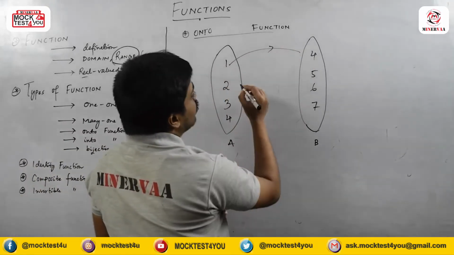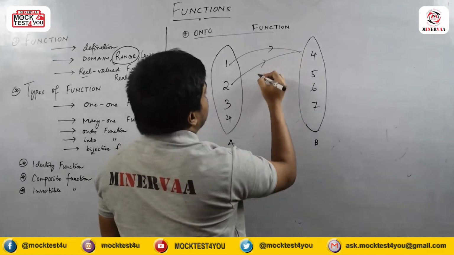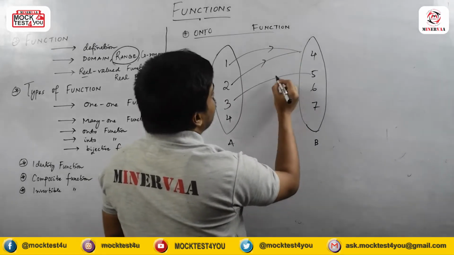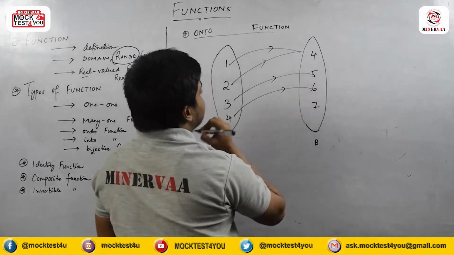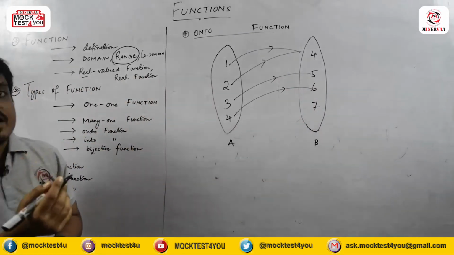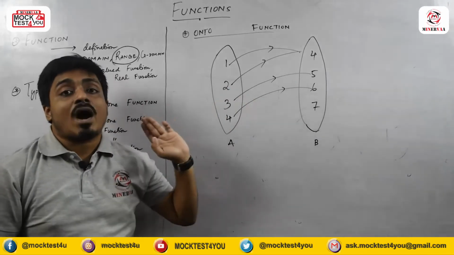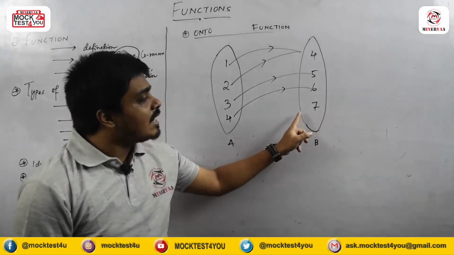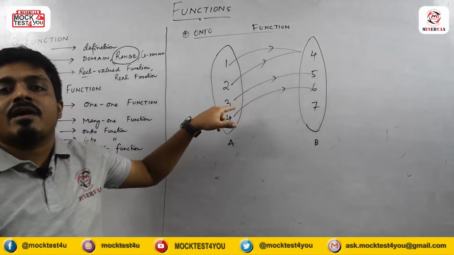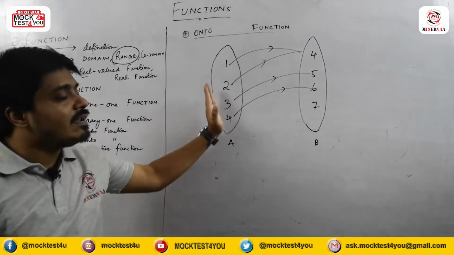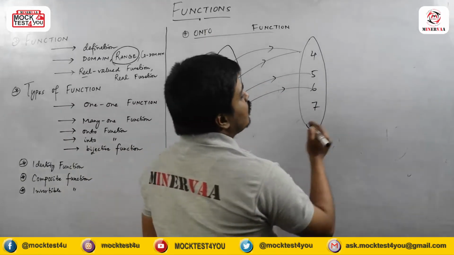1 to 4, 2 to this one, 3 to 5, 4 to 6. Now, somebody asks you, is this an onto function? No, it's not an onto function. Why? Because the element 7 is not an image of any element in A. So this is not onto.